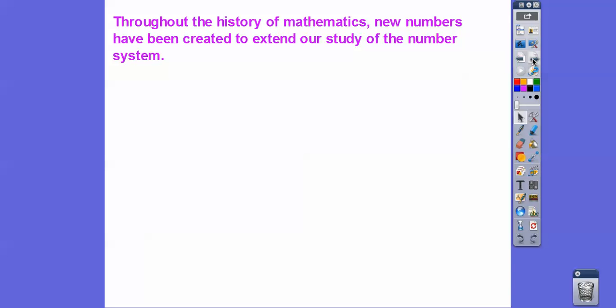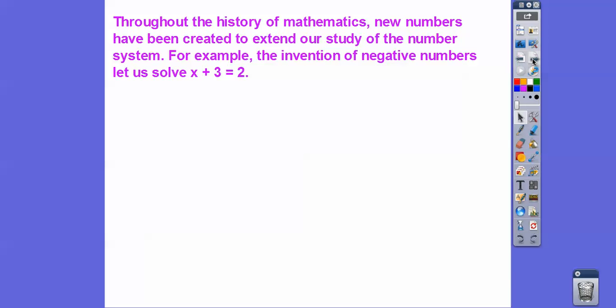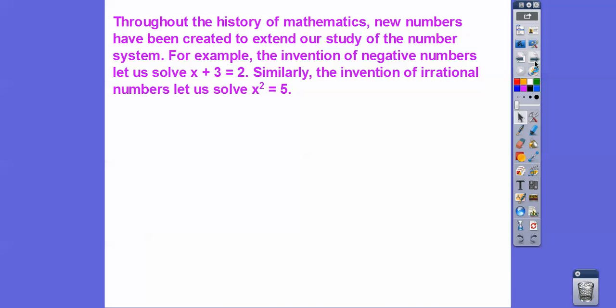When they first started thousands of years ago, we had just counting numbers: 1, 2, 3, 4. Then we invented negative numbers, and that let us solve simple equations like x plus 3 equals 2. Later, they invented irrational numbers, so x squared equals 5 gives x equals plus or minus the square root of 5. The square root of 5 is an irrational number, like the number pi is another irrational number.